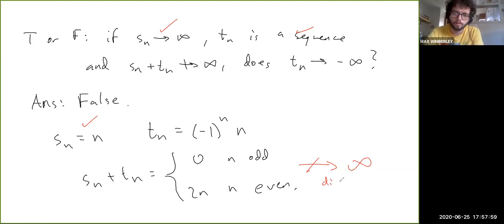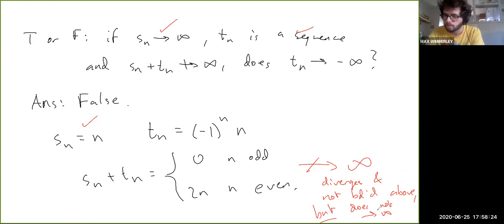It diverges and it's not bounded above, but does not approach infinity, right? So that should maybe give you some respect for exactly how delicate the condition of converging to infinity actually is. It's not something that happens all the time. It's easy to violate the condition of converging to infinity.